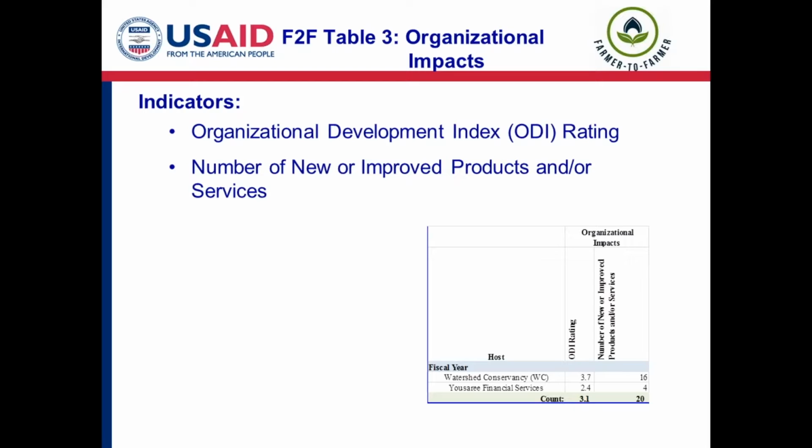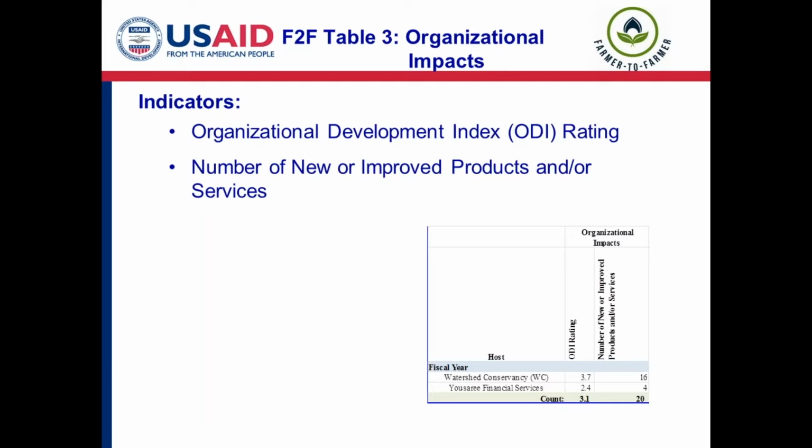One important thing to remember about this indicator is that it has no counterpart in table 2. We are not tracking the baseline number of products and services that your host organization has or is offering. So defining new or improved is really up to you. It's up to your record keeping to be able to say, okay, this is what they started with and this is what they have now. So that's an important thing to keep in mind. That's not something we can verify. It's up to your records.